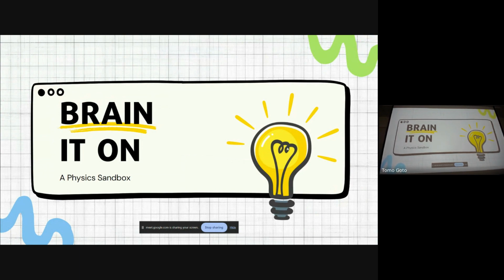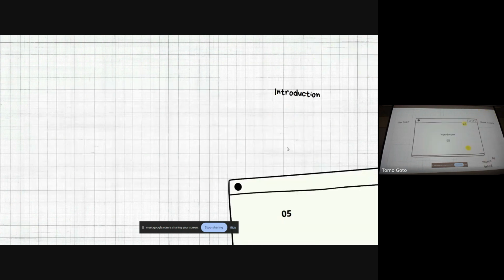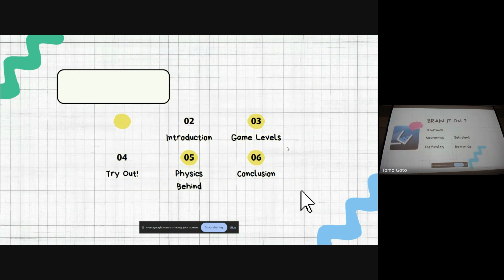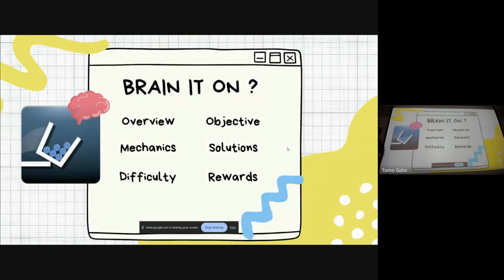So as I was saying, Bring It On is a physics sandbox game. It's available on your iOS and Android devices. So this is the content of our presentation. First, I'm going to introduce our team, then the introduction of the game levels. There are multiple levels in the game, but we're going to introduce some that are really interesting. Then you can try out the game, and we're going to explain the physics behind the game and the conclusion. So the team itself is just three of us. This is Olivia, Rogelio, and I'm Jason.